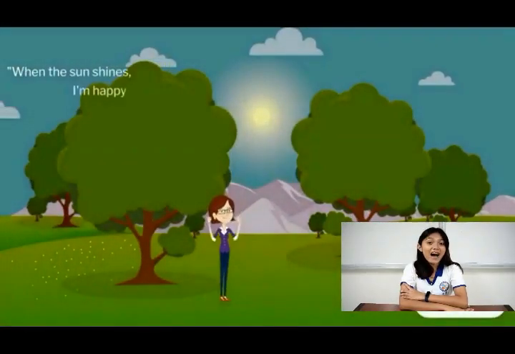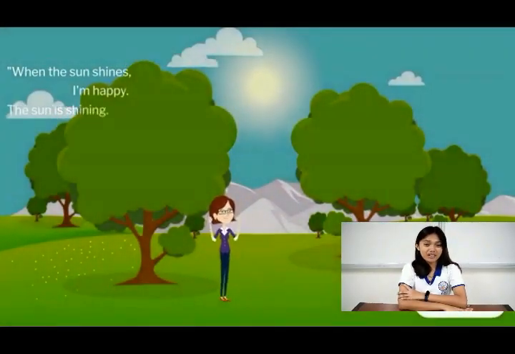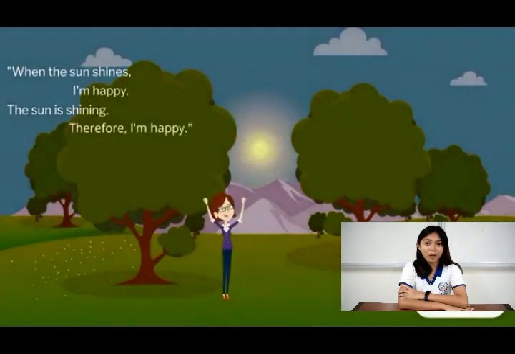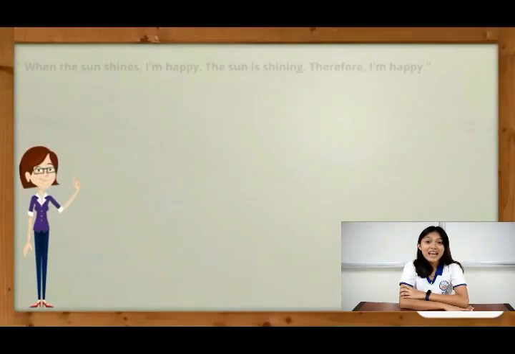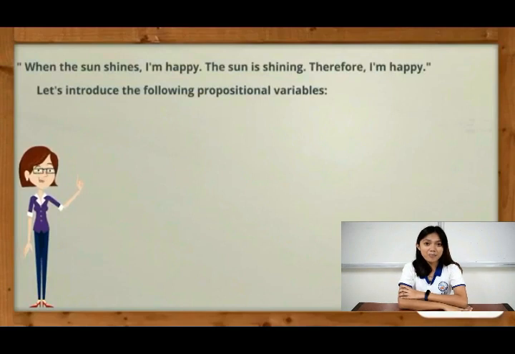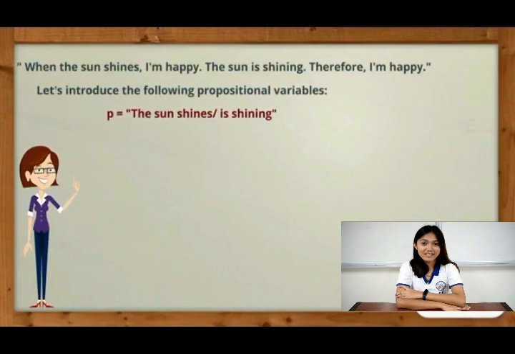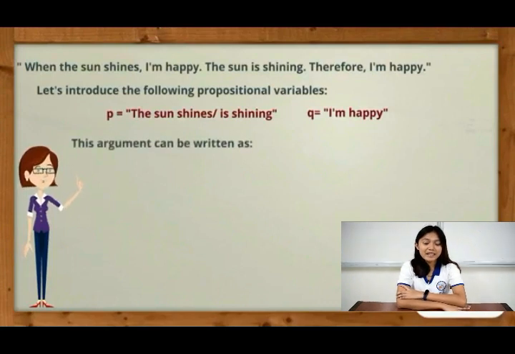Let us begin with the following example argument. When the sun shines, I'm happy. The sun is shining. Therefore, I'm happy. Let's introduce the following propositional variables. Let P be the sun shines or is shining. Let Q be, I'm happy. This argument can be written as P implies Q, and P, therefore Q.